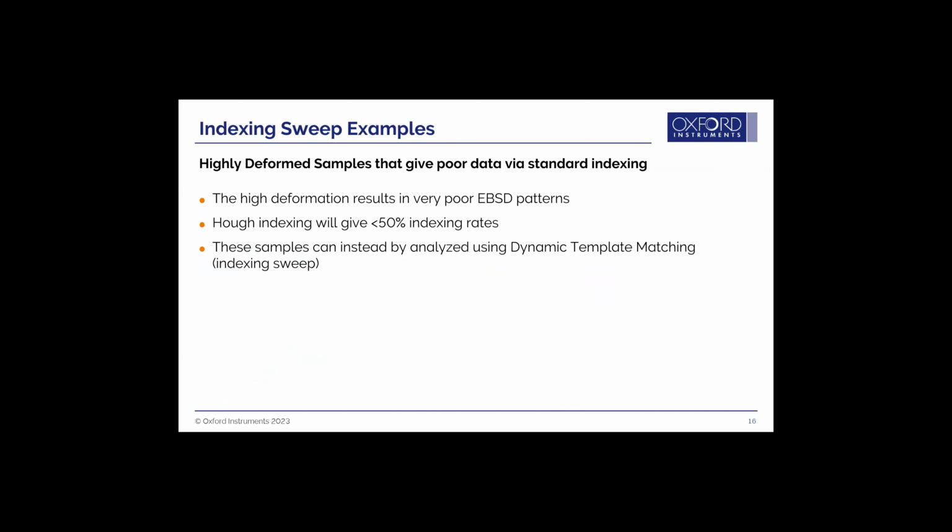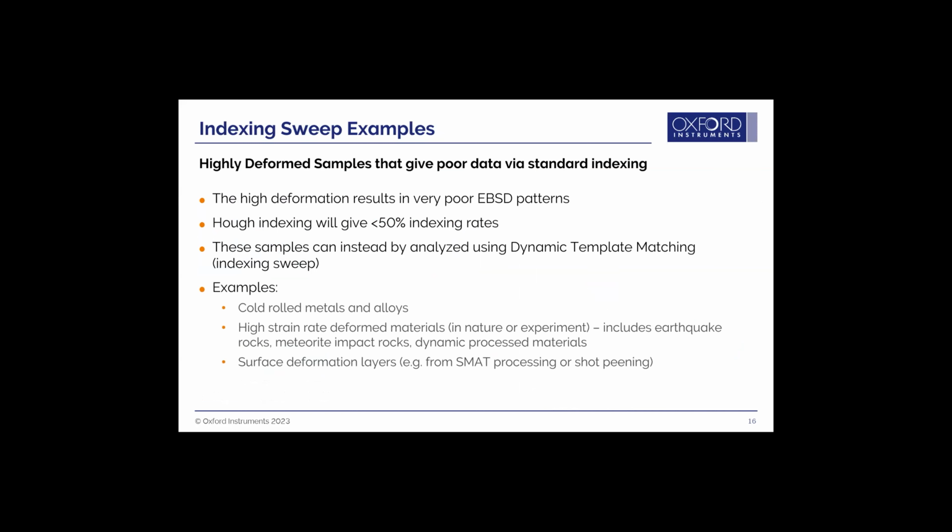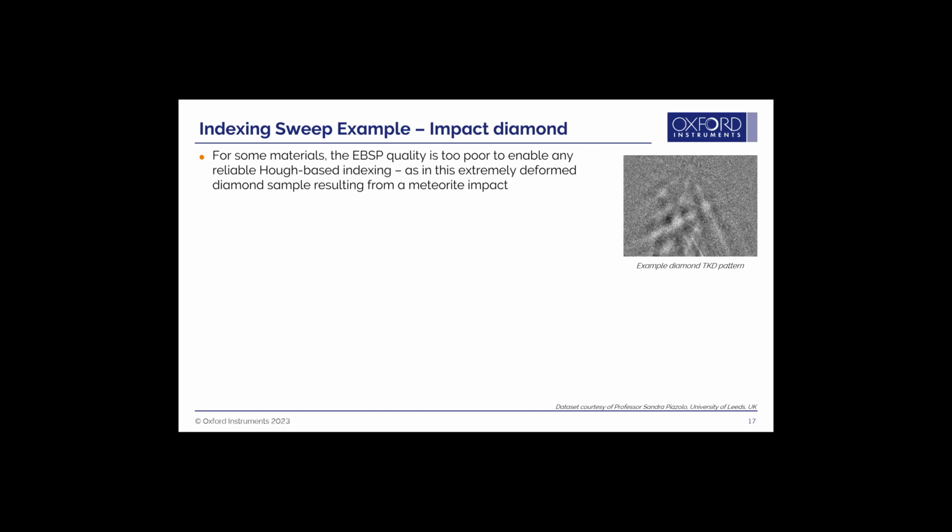So the perfect application example for this is the highly deformed samples, where the patterns just go fuzzy and eventually you're almost losing crystallinity of the material to the point where you don't get a good diffraction pattern at all. This is examples where you might get 50% indexing going in. A good example is cold rolled metals, high strain rate geological materials, meteor impacts, kind of an interesting one to me, or something that's been surface treated in a really highly mechanical way, a shock peen material or something like that.